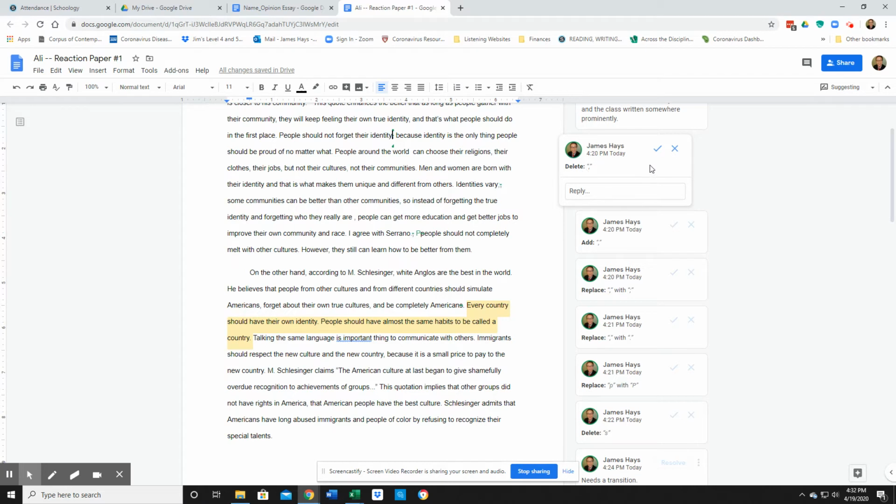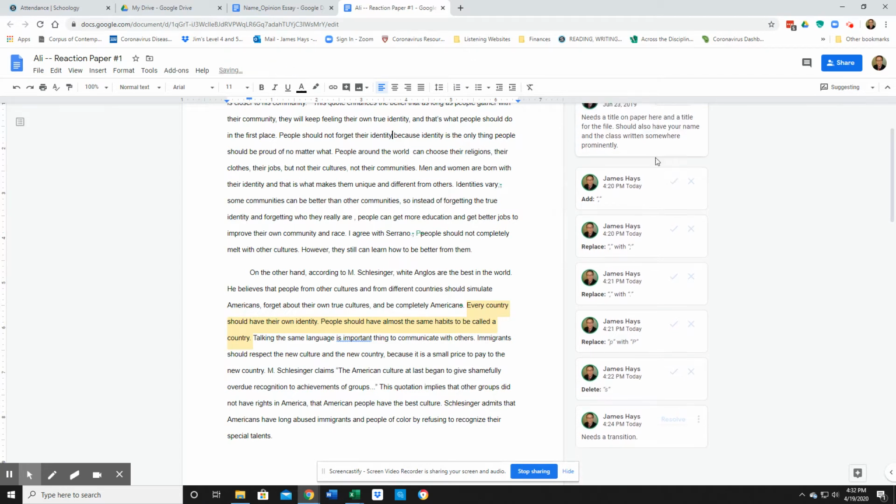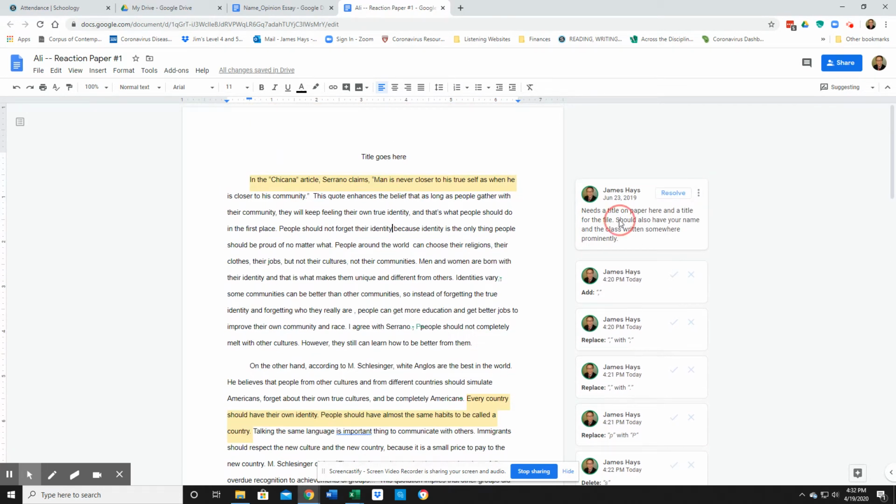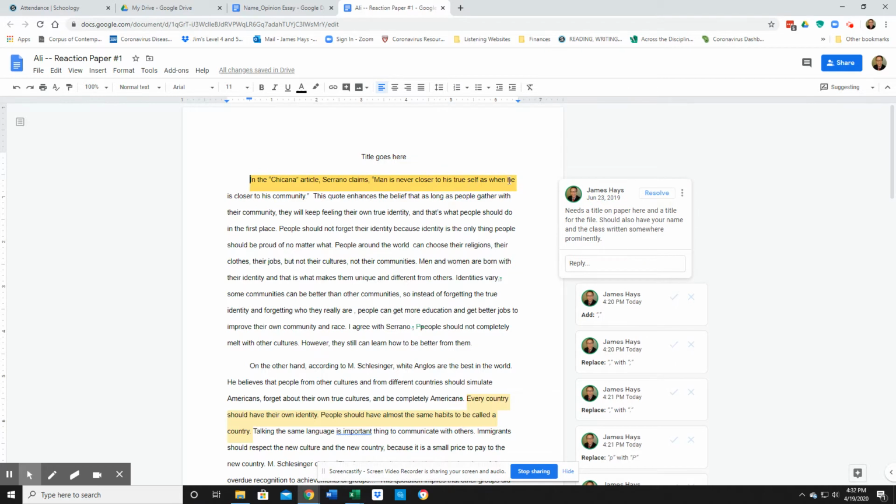And some of you, I notice what you're doing is you just click these buttons really fast. Okay. Now on this one, if you click this button, it won't solve the problem. Okay, it will not solve them. It says needs a title on the paper here, and a title for the file. Should also have your name and the class written somewhere. So he didn't do any of these things, and he never put a title on here.